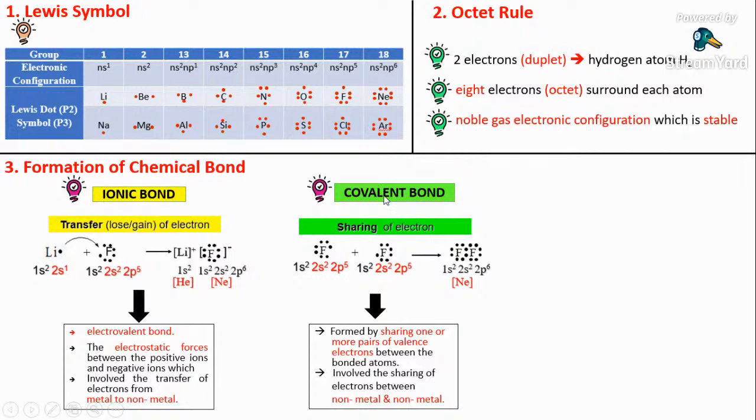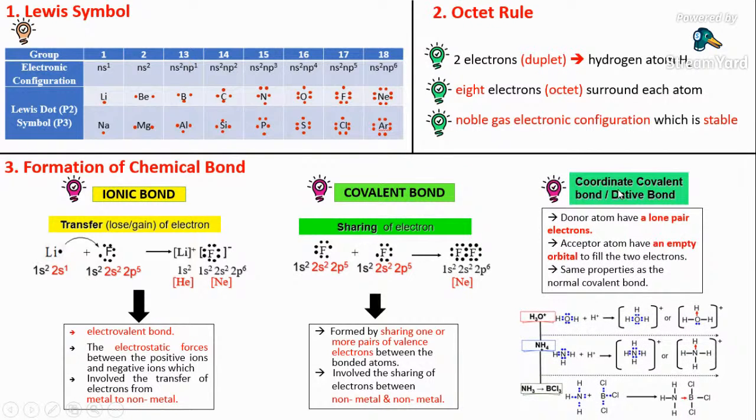Okay, actually under covalent bond there is another bonding. We call it coordinate covalent bond or dative bond. The concept is still the same, sharing. But in this case the donor atom has a lone pair, meaning 2 electrons, and the acceptor atom has an empty orbital to accept the 2 electrons. All of these are examples from your lecture notes and tutorial.